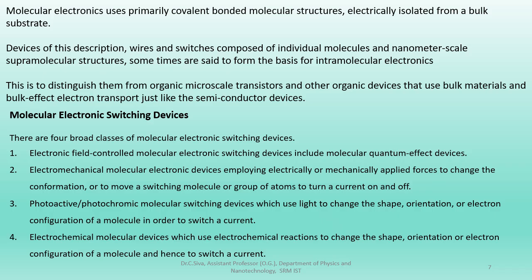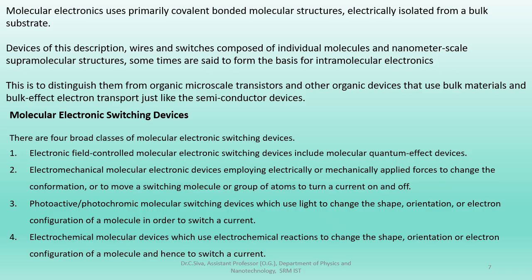Types of molecular switching devices. There are four main types of molecular switching devices: electric field controlled, electromechanical based, photoactive or photochromic based, and electrochemical switches. The first one, electric field controlled switches, which includes quantum effect devices, is completely electrical based. The second one, electromechanical, changes conformation or position to turn the current on and off.